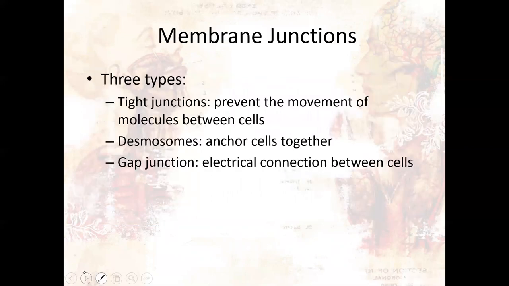We also hold cells together. And there are three major types of membrane junctions. Tight junctions, which are just what they sound like. They hold the cells really tightly together so that junk can't go in between them. A desmosome is like a spot weld in between the cells. They're anchoring the cells together. They're not necessarily preventing leakage, but they do prevent the cells from ripping apart. And a gap junction is straight up an electrical connection between the cells so that an electrical impulse travels from one cell to the next.